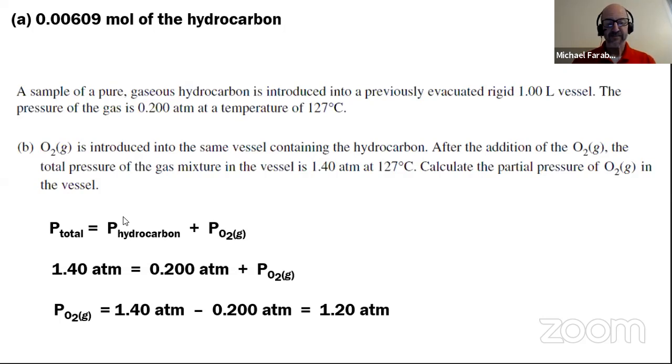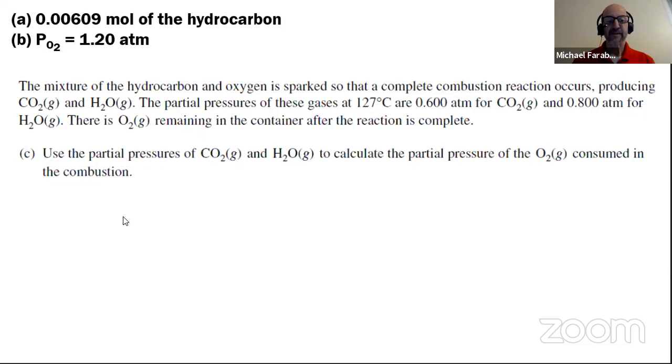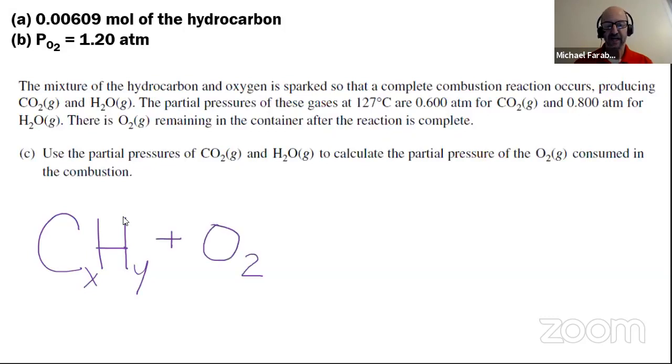On to part C. The mixture of the hydrocarbon and oxygen is sparked so that a complete combustion reaction occurs. Now, we do not know the formula of this hydrocarbon, but we do know that it is going to undergo a combustion reaction with oxygen. So all of the carbon that was present in this hydrocarbon is converted into CO2 because a complete combustion reaction occurs.